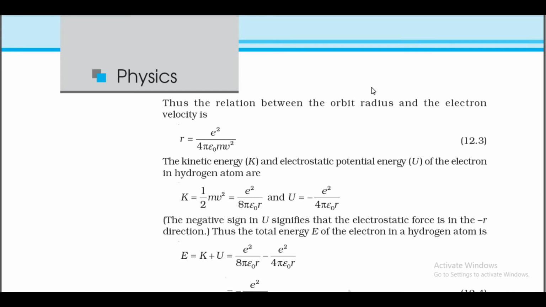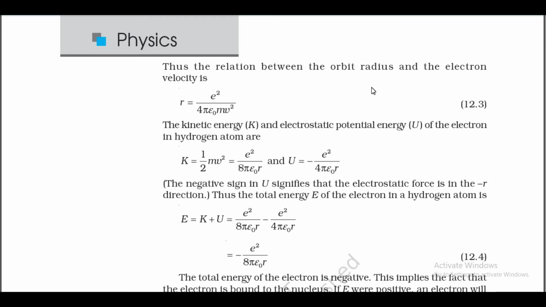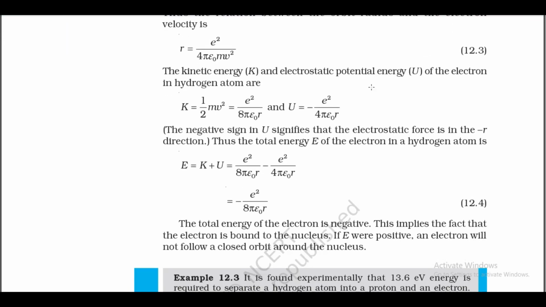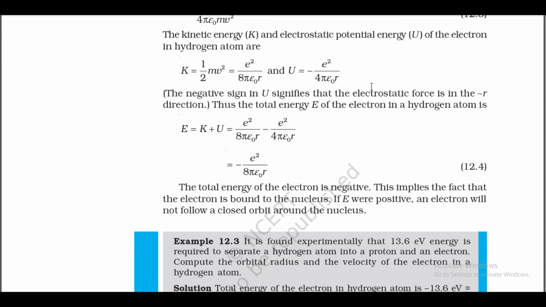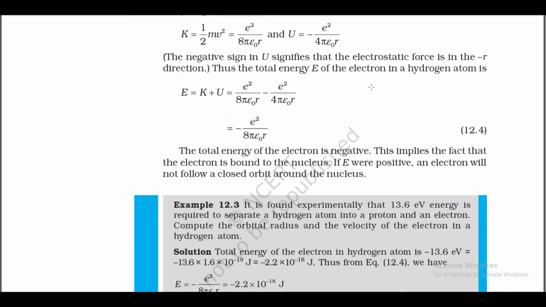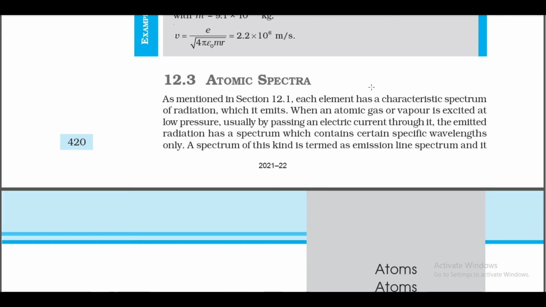Thus, the total energy E of the electron in a hydrogen atom is E is equal to K plus U is equal to e squared by 8 pi epsilon naught r minus e squared by 4 pi epsilon naught r is equal to minus e squared by 8 pi epsilon naught r. The total energy of the electron is negative. This implies the fact that the electron is bound to the nucleus. If E were positive, an electron would not follow a closed orbit around the nucleus.